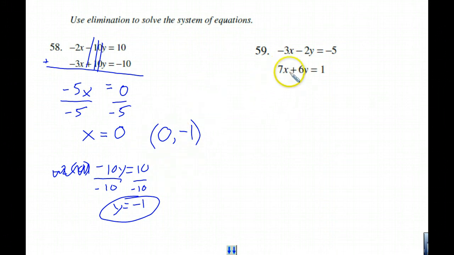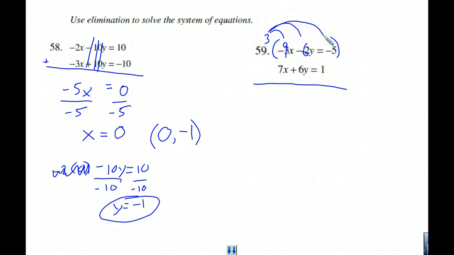On 59, similar, we have to cancel out. This time they don't give us some nice numbers, so we can try to cancel out either variable. It's easier to cancel out y's here. Since this is 6, I'm going to multiply the top by 3, because we need this to be negative 6. That will equal 0 when we add it up. So if we multiply in, this is going to be negative 9, negative 6, and negative 15. So we end up with negative 9 plus 7 is negative 2. Negative 6 plus 6 is 0. And negative 15 and 1 is negative 14, which leaves us with x equals 7.